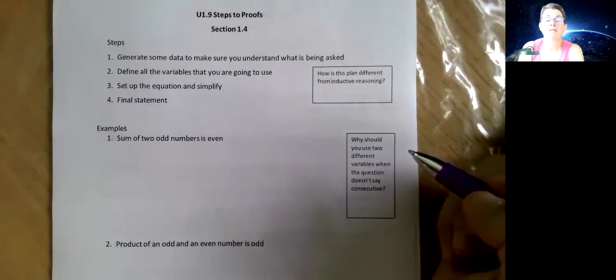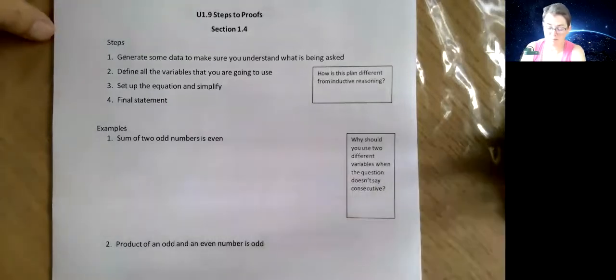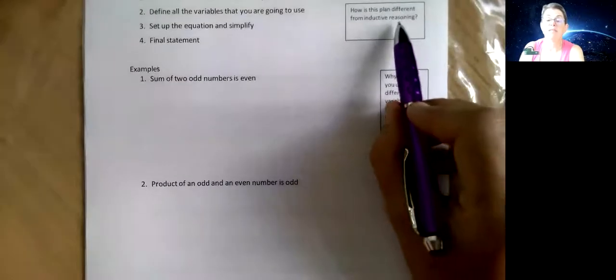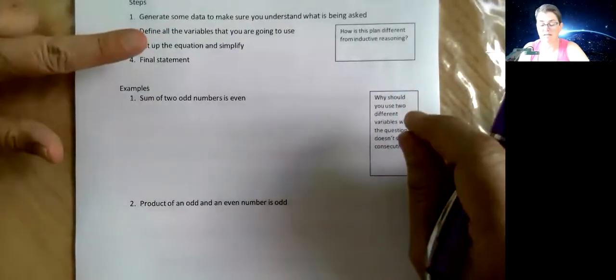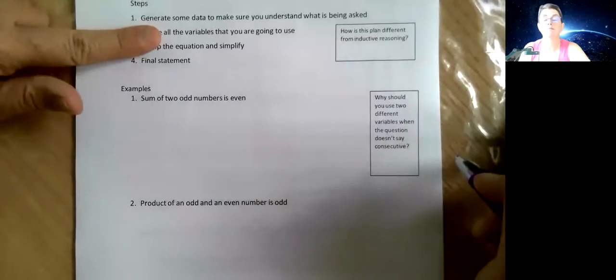Define all the variables that you're going to use. So that was from the previous video where we looked at consecutive odd, even numbers, multiples, and things like that. Okay, set up the equation and simplify, and your final statement. So how is this plan different from inductive reasoning, by the way? Inductive reasoning basically has the first step and the last step, none of the proof stuff in the middle.